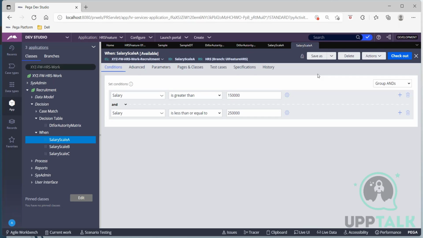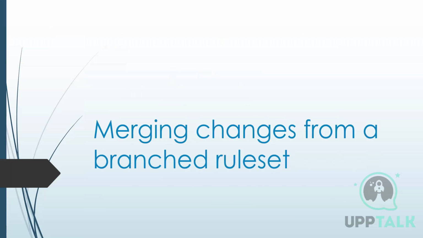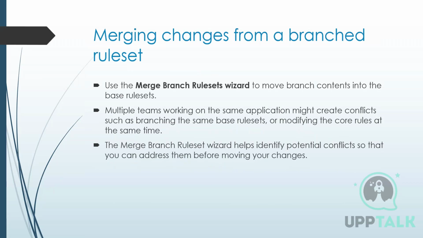Okay, for example, my requirement is done. I made all the testing, it is all working fine, everything looks good. Then what should I do? What's step 5? Merging the changes from a branch rule set. Okay, so merging has a separate wizard. Right? So using this wizard, I'll be able to look at the statistics. I mean, like how many rules have been updated, how many have been modified, by whom, and are there any conflicts?